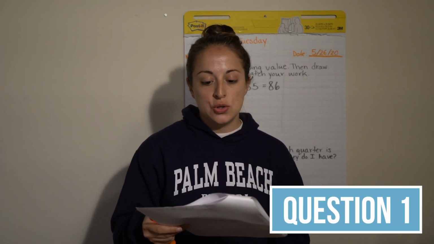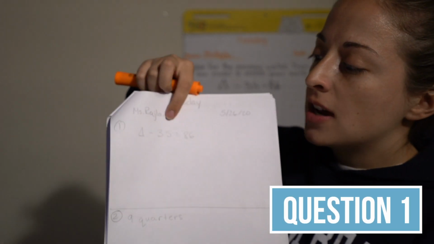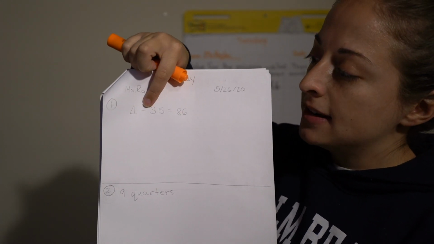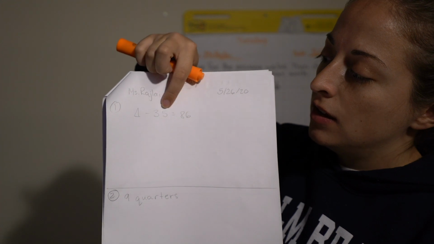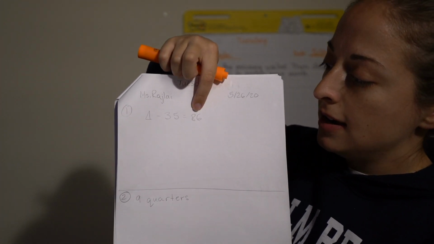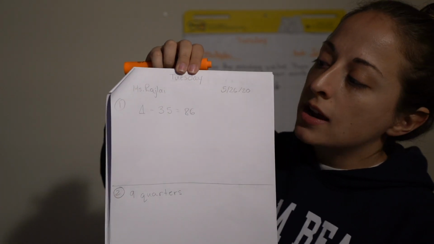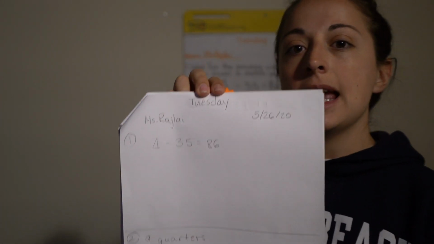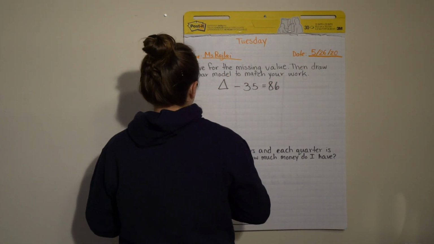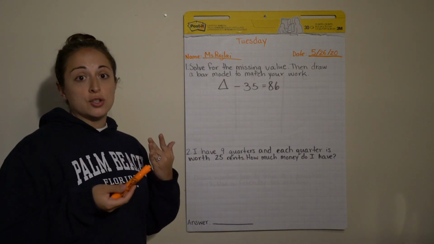Okay, let's go on to number 1. So at the top, you're drawing a triangle. You're writing a minus sign. 35 equals 86. So triangle minus 35 equals 86. All right, so solve for the missing value, then draw a bar model to match your work.